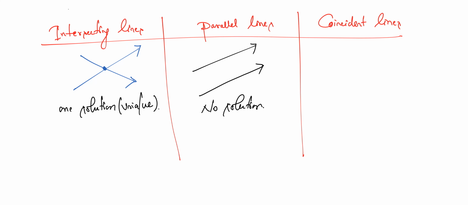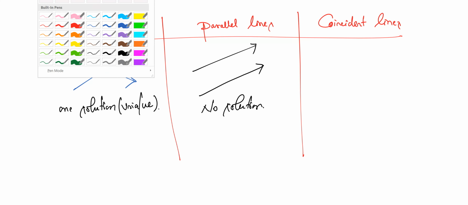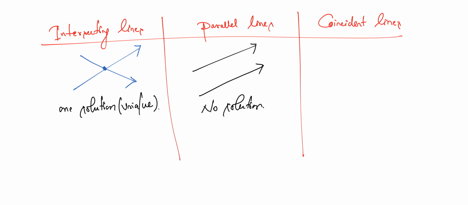Suppose, let me take a little bit thicker line so that you will understand. Suppose one line is moving in this direction. Can you see this? How it is moving? In this direction. Suppose one more line is there, it is moving in this direction. Understood? How many times they are cutting?